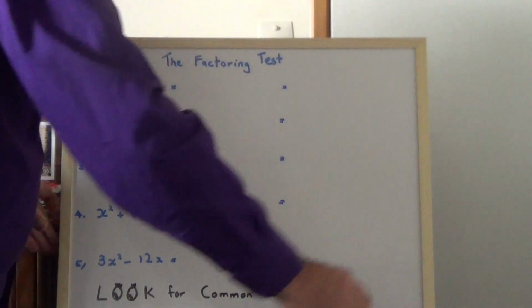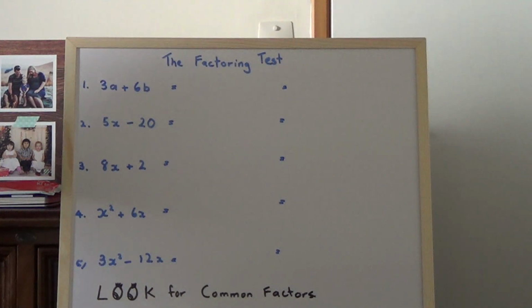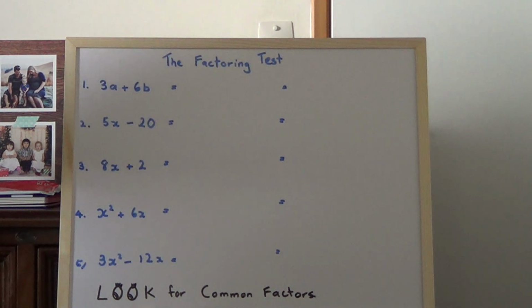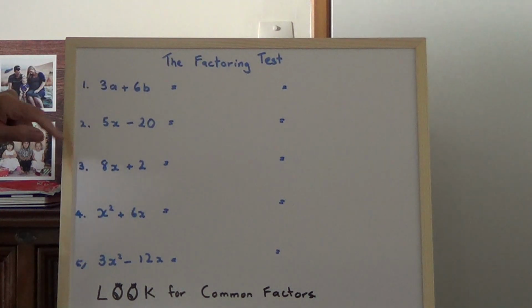Here's the factoring test. Now remember the steps. You split it into factors. You're looking for a common factor. You cross out the common factor and you put the common factor in front of the bracket and you put whatever's left in the bracket. Okay, first question is 3a plus 6b.